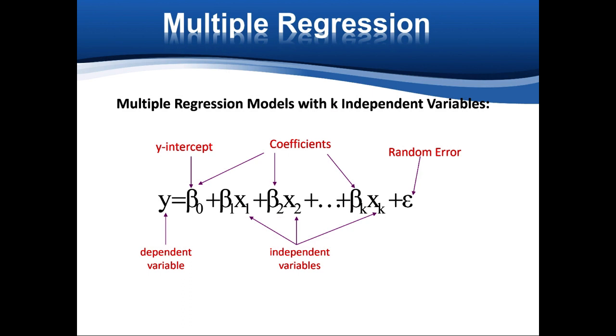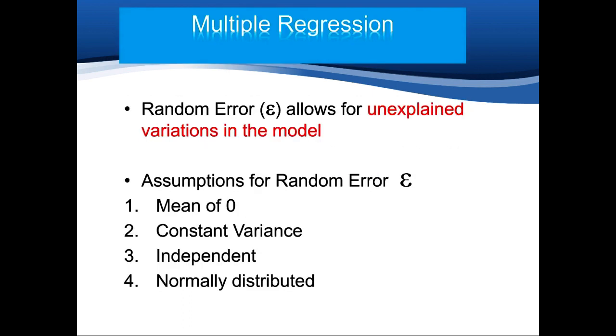For the random error epsilon, we also have the four assumptions as in Chapter 11, that is, 1. Mean of 0, 2. Constant variance, 3. Independent, 4. Normally distributed. We will also use the residual plot and normal probability plot to check the four assumptions.